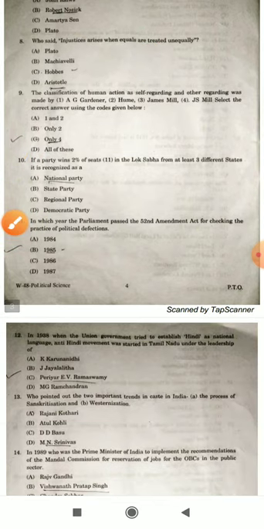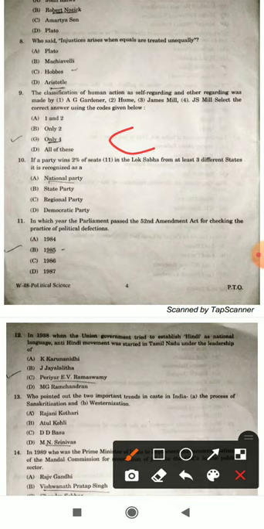Question number 9. The classification of human action as self-regarding and other-regarding was made by 1. H.G. Gardner, 2. Hume, 3. James Mill, 4. J.S. Mill. Select the correct answer using the code given below. Answer is C. Only 4.